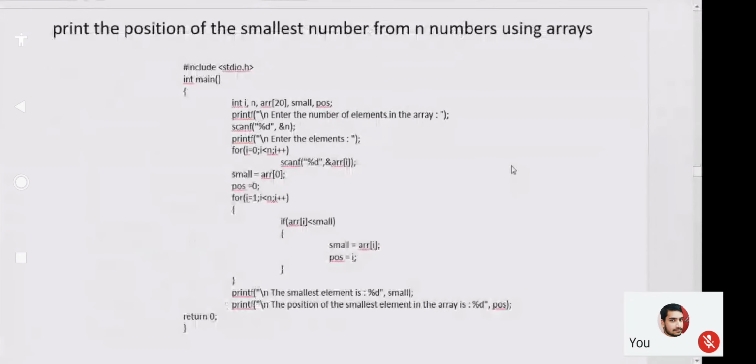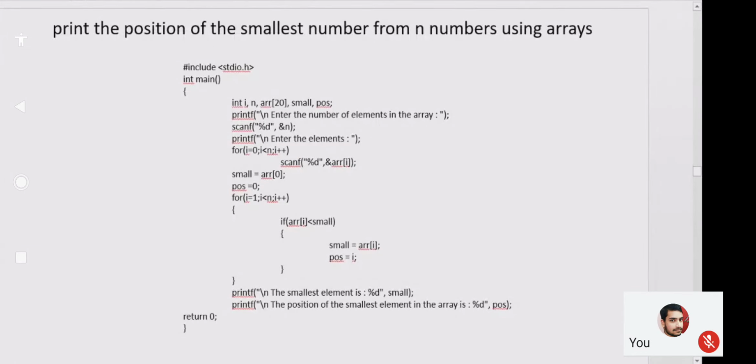Next, another one, which is very simple. Print the position of the smallest number from n numbers using array. So what will be the logic? You have an array and your objective is to print the position of the smallest number. Again, first you have to populate the array. Populate the array means insert the elements into the array.